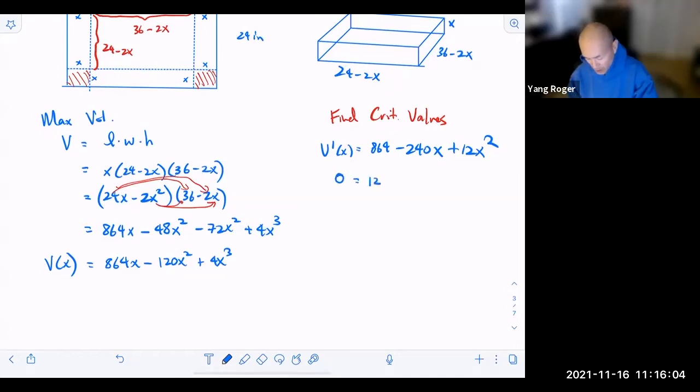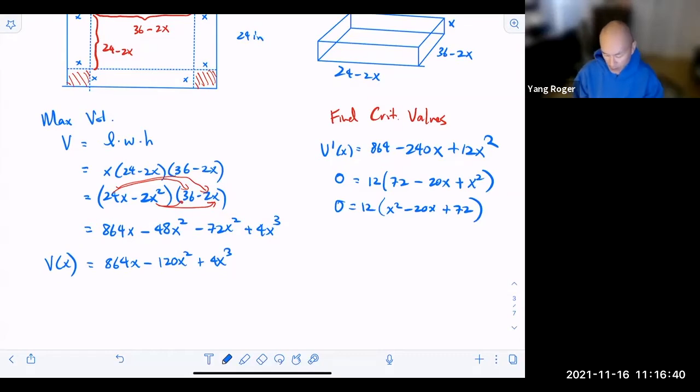I'm going to set the left-hand side equal to 0 and factor out a 12 from the right-hand side. 864 divided by 12 is 72. 240 divided by 12 is 20x, and then you have plus x squared like this. So I want to rewrite this as 12 times x squared minus 20x plus 72.